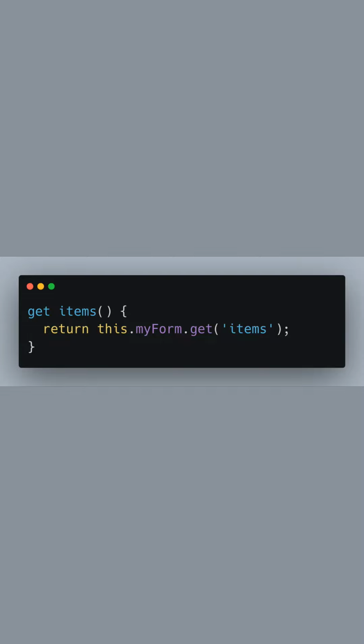We define a getter called items that retrieves the form array using this.myForm.get('items'). This gives us a convenient way to access the items in our form array.